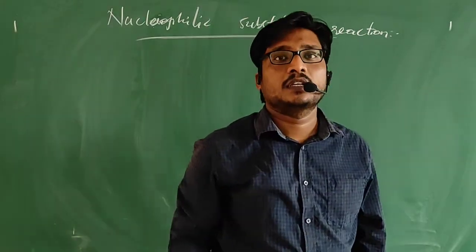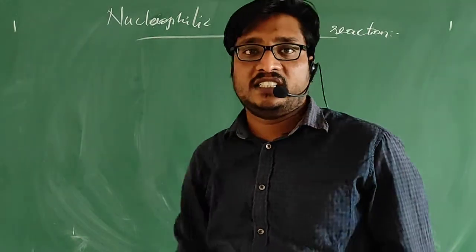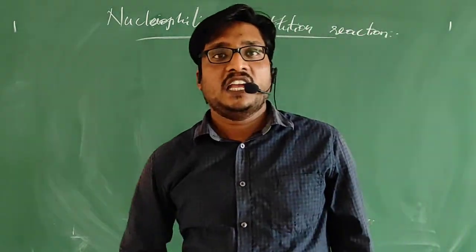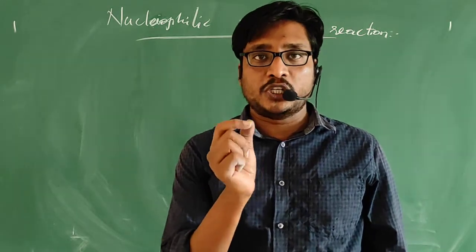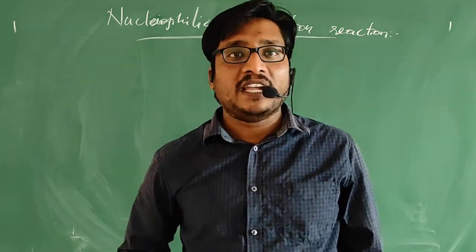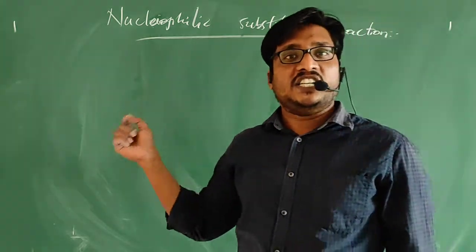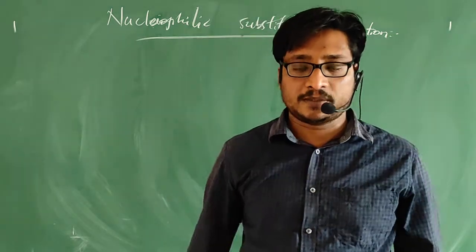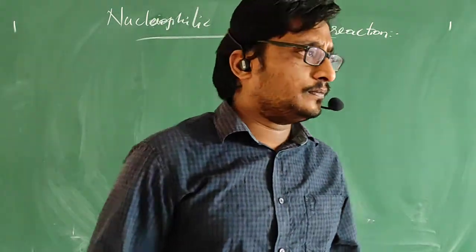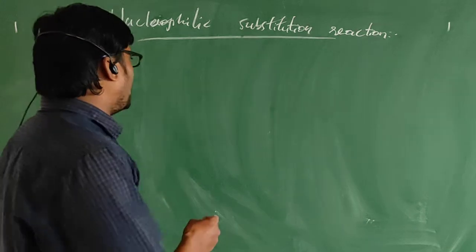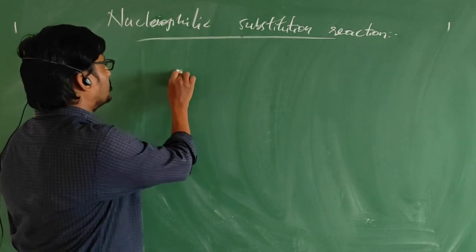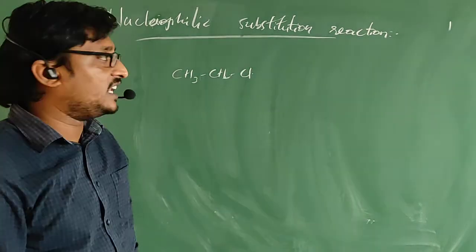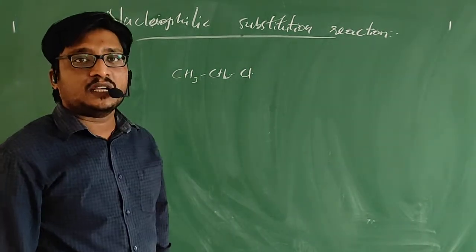From the word nucleophilic substitution we can understand that a nucleophile will get substituted. Since a nucleophile is getting substituted, these reactions are generally known as nucleophilic substitution reactions. So, here when we consider an alkyl halide, for example, CH3CH2Cl. This is an alkyl halide. This is nothing but ethyl chloride.